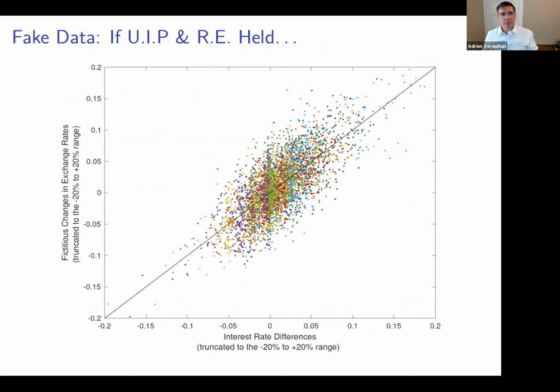What does UIP really mean? If the uncovered interest rate parity condition was the right way to think about the world, and people were rational, this is how the world would look. On the horizontal axis, I have the interest rate difference between two countries, and on the vertical axis, I have some fake data. I just built, using MATLAB, what would be the change in exchange rates if UIP was a correct description of the world. And it would look like this, a kind of cloud, but you would see a clear link.